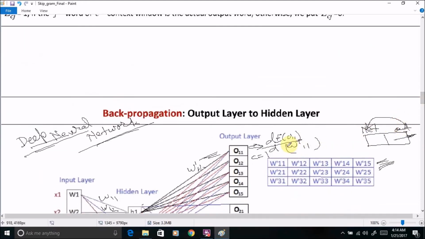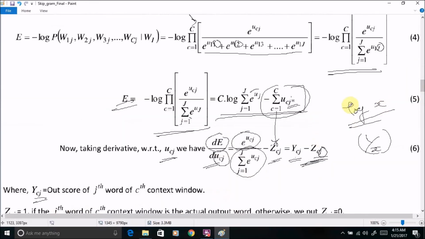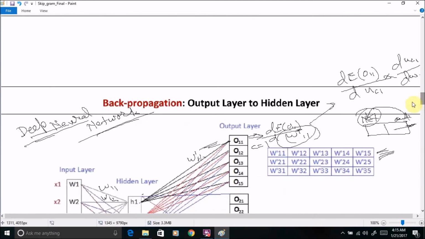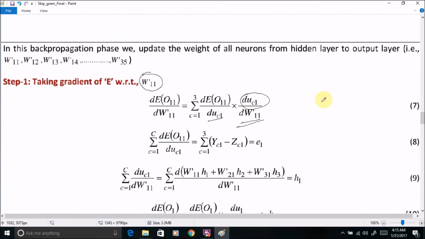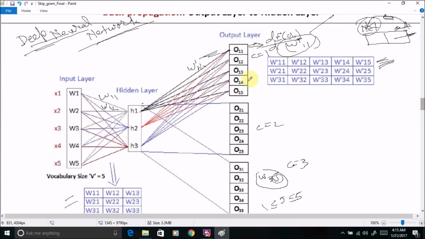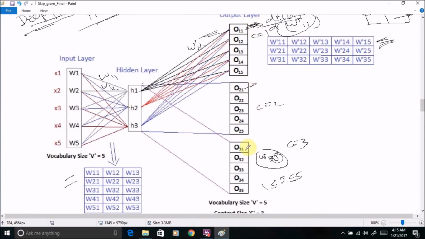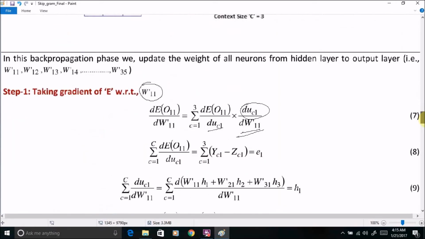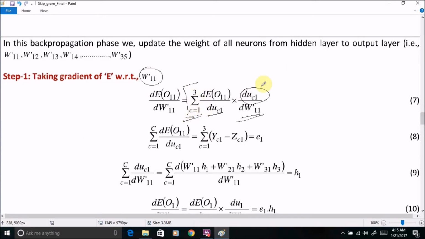So first, from out to net, here we will replace it like dE by dUC1, into the net part, and then UC1 to W11. So this is the traditional way of applying the chain rule in backpropagation. By using this way, we can calculate this. Now we have to consider the error of the first output layer node in all three context windows. So we take the sum of all these errors at different context windows.